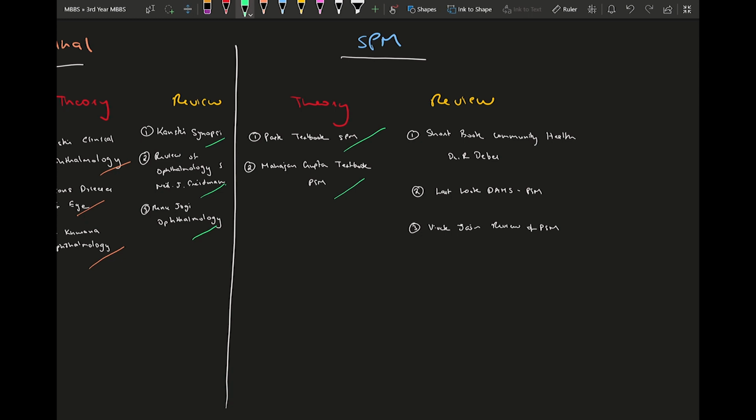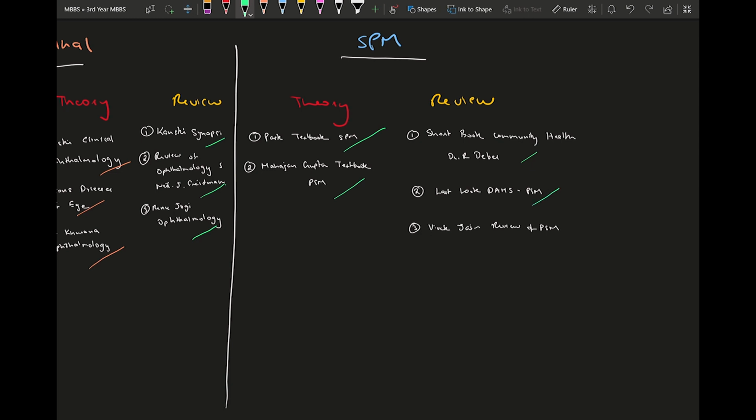The review books for SPM are a short book called Community Health by Dr. R. Deber. This is like a small PDF. I don't know if this is a textbook or something. It's only about 30 pages. You can just check it out. I'll add a link to this in the description.